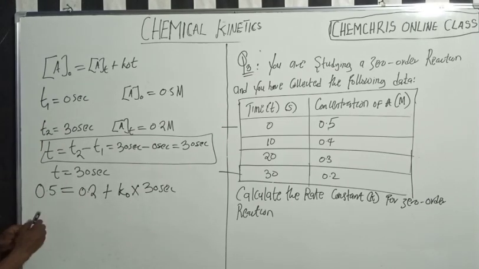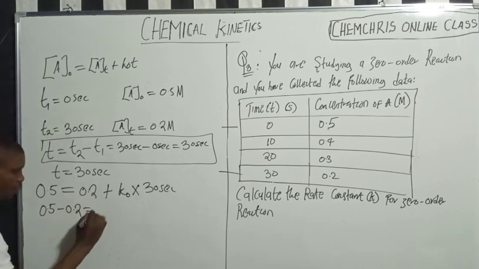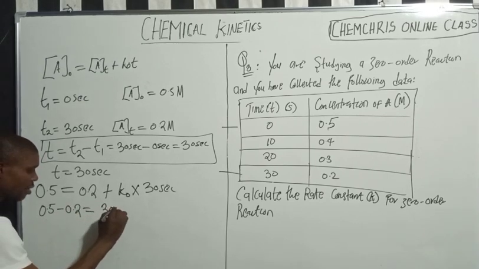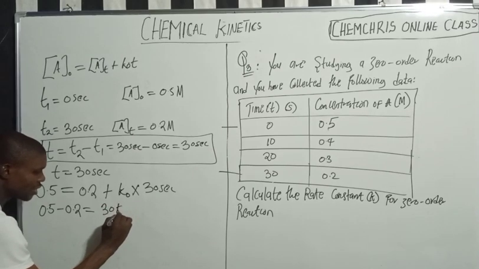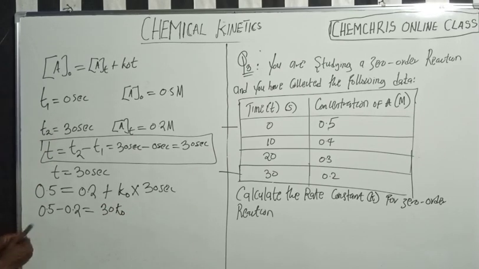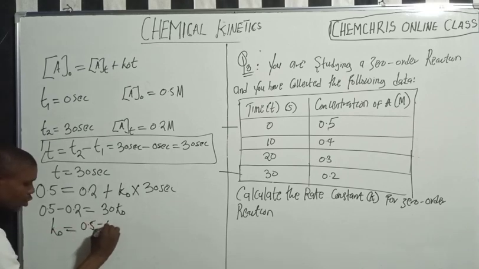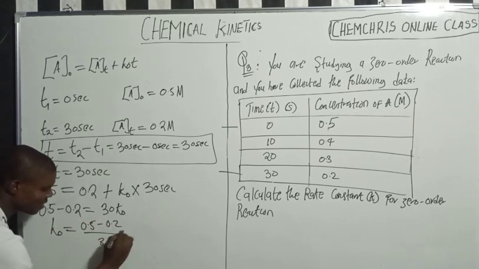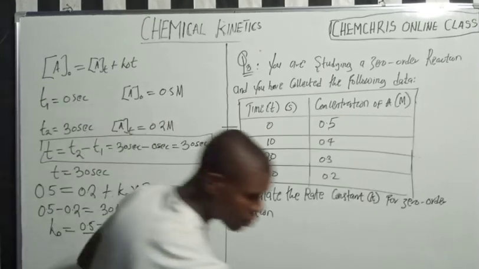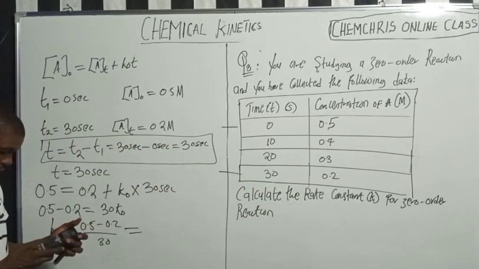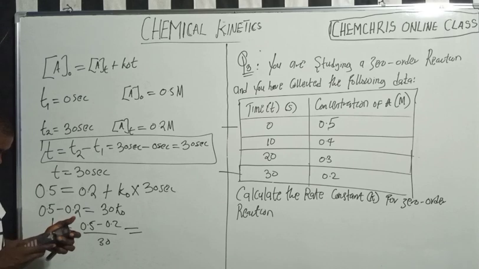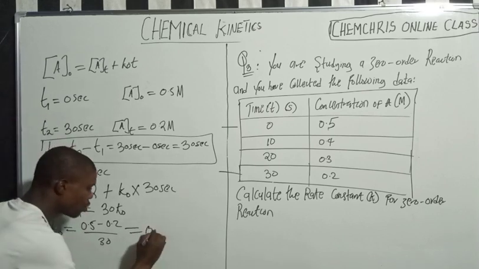Can you go to this other side? Here we have 0.5 minus 0.2 equals to what? 30 times 30 K naught, right? So if you do the calculation here, K naught equals to what? 0.5 minus 0.2 over 30. What will be the answer? So it's going to be 0.5 minus 0.2 divided by 30. So it will be 0.01.